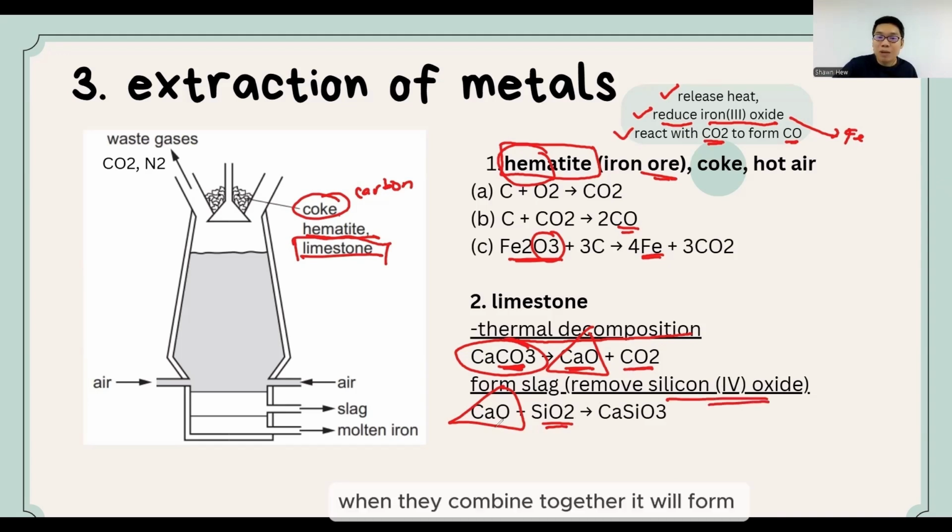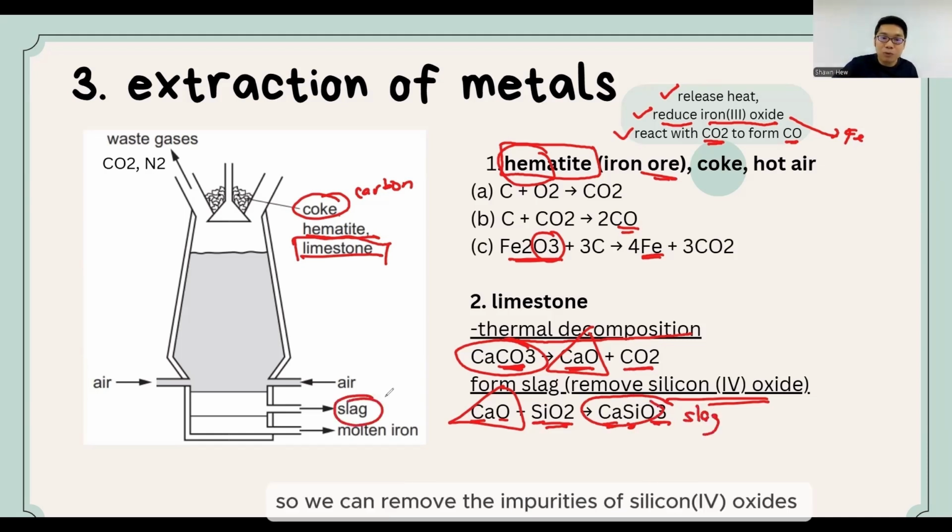When they combine together, it will form CaSiO3. You do not need to memorize, we just sum them together. This thing is called slag. So we can remove the impurities of silicon dioxide, and then we can have pure iron. So this is everything about the extraction of iron.